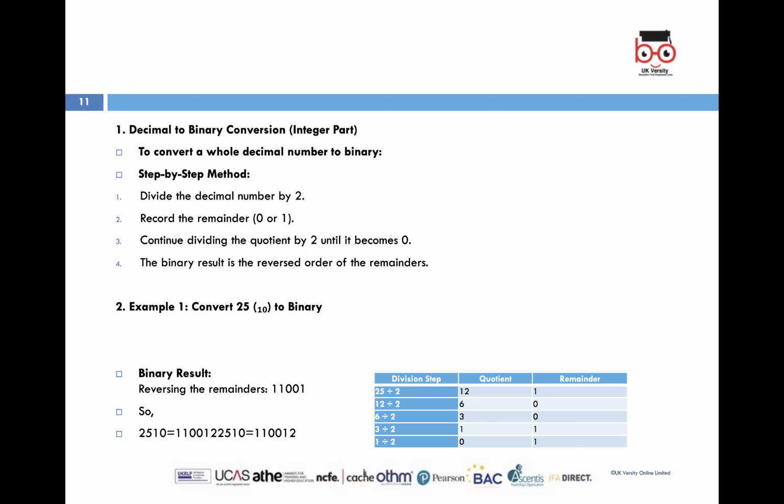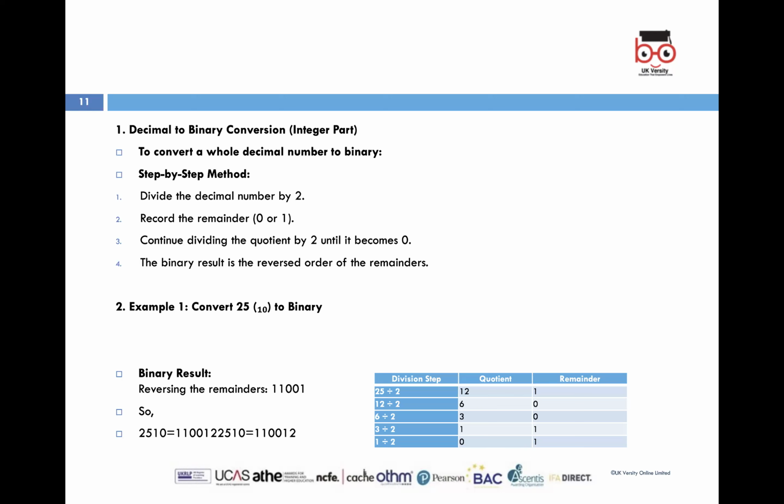For example, converting 25 to binary. Reversing the remainders gives 11001. So 25 in base 10 equals 11001 to the power of 2.